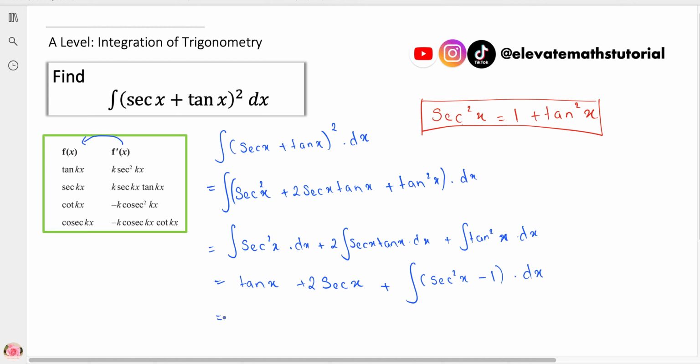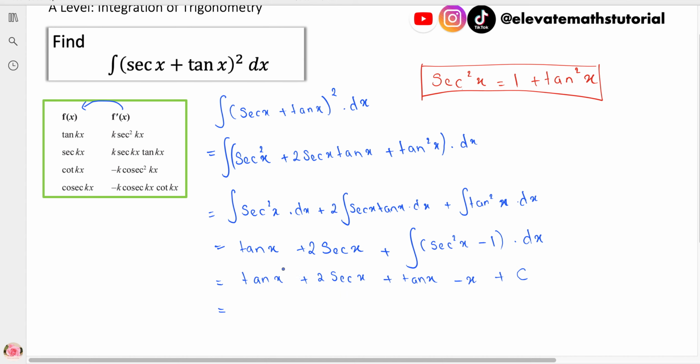Okay, so let's rewrite that. So tan x plus 2 sec x plus the integral of sec squared x is again tan x, and then minus x plus c. Don't forget the c. The final answer, if you want to collect the like terms, you're going to end up with 2 tan x plus 2 sec x minus x plus c. That's your final answer.